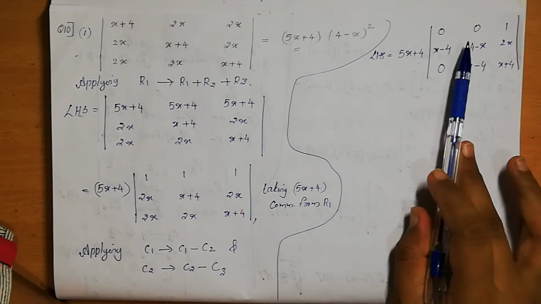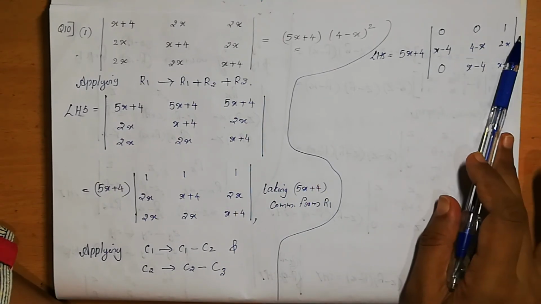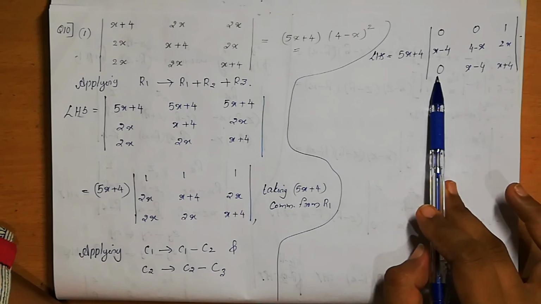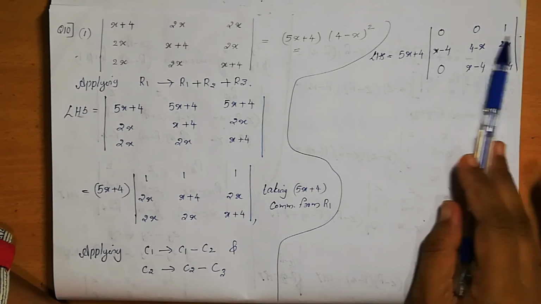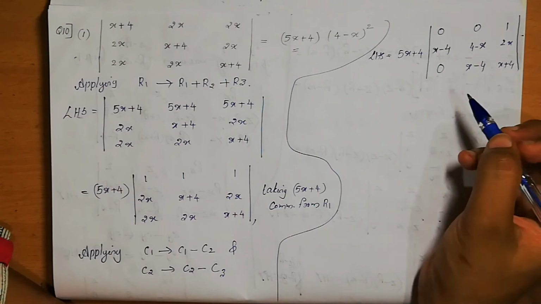So next step, we can see in the first row there is a maximum number of zeros and this first column also has a maximum number of zeros. So we can expand along R1 or C1. So I am expanding along R1.